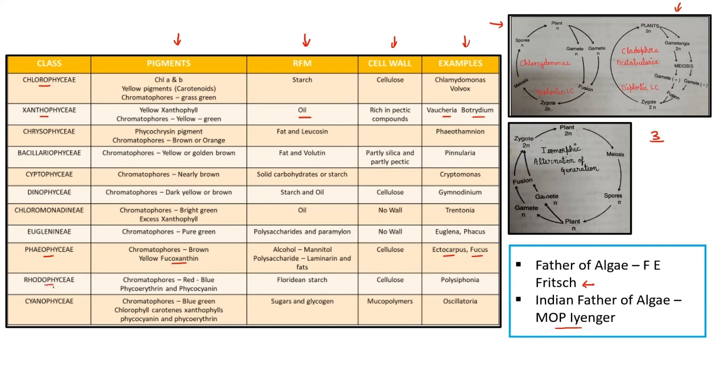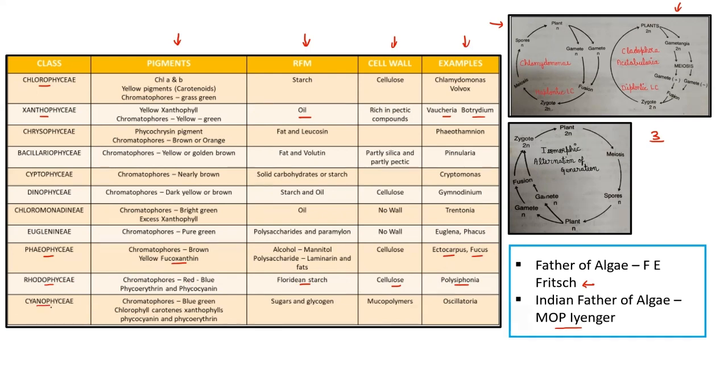Coming to the second last class, that is the Rhodophyceae. Rhodophyceae contains the reserve food material as Floridean starch. The cell wall is cellulosic in nature, and an example is Polysiphonia. The pigments that it contains are phycoerythrin and phycocyanin. The chromatophores are red, bluish in color.